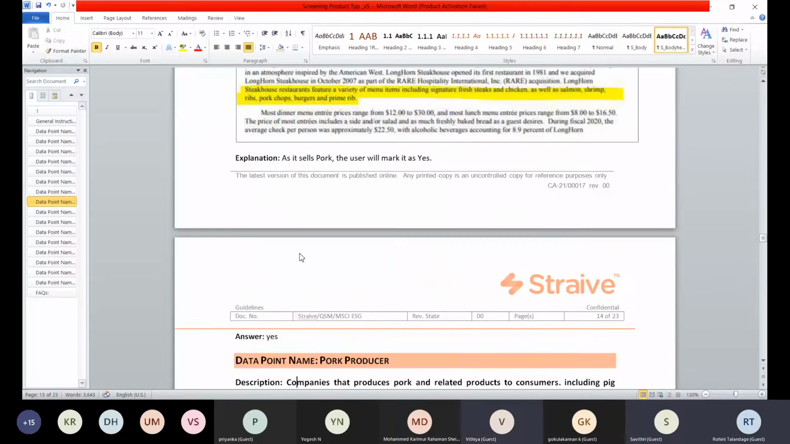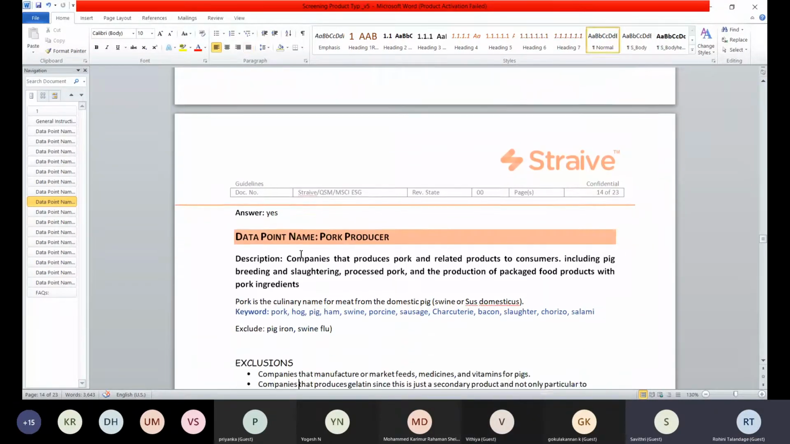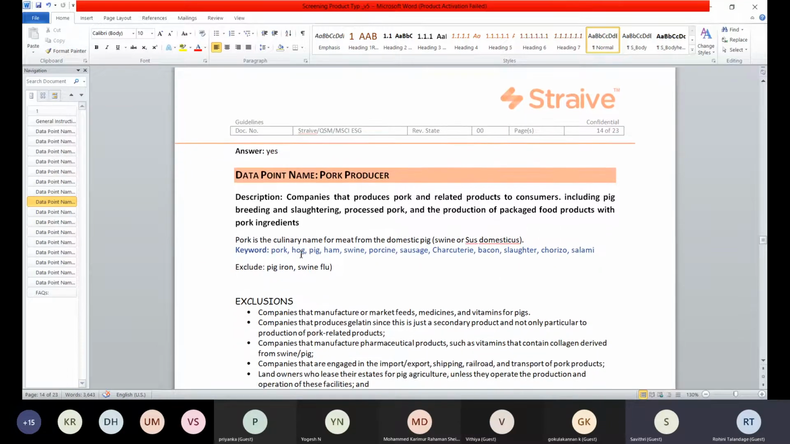Now this was pork retailer. Next is pork producer. We have seen retailers who sell pork related products. Now for pork producer, we need to check companies that produce pork and related products to the consumer, including pig breeding and slaughtering or processed pork, and the production of packaged food products with pork ingredients. So in this case, we need to check whether they produce pork related products or not.